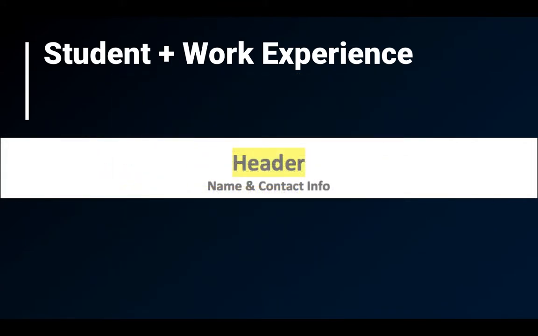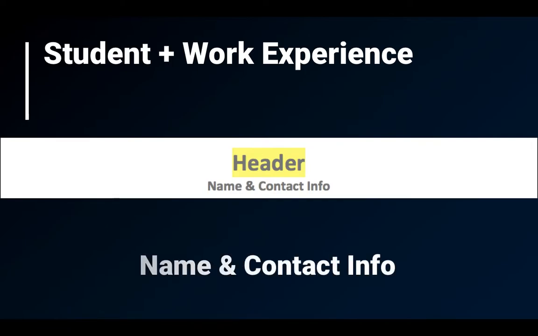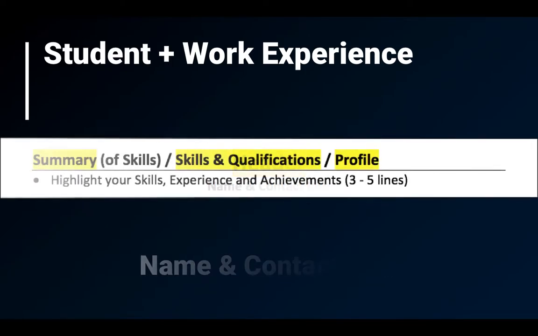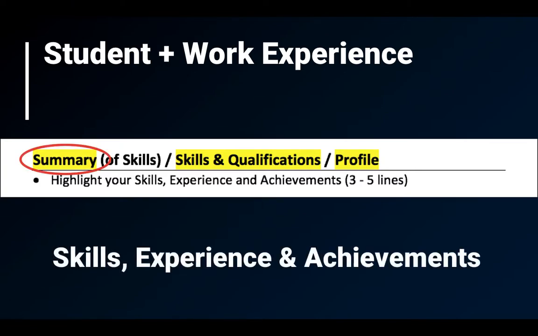You have a header, and every resume is going to have a header. This is where you put your name and contact information. You follow that with the summary, sometimes called the summary of skills, or skills and qualifications, or even your profile. This is where you highlight your skills, experience, and achievements in about 3 to 5 lines. Think of this as a preface of a book. You're summarizing what is going to come up in the remainder of your resume.